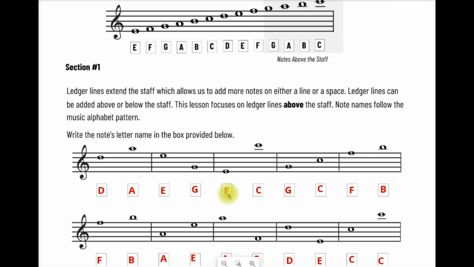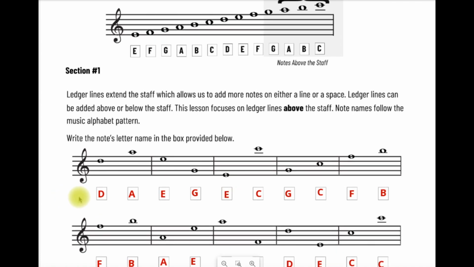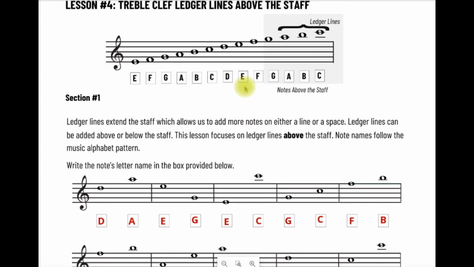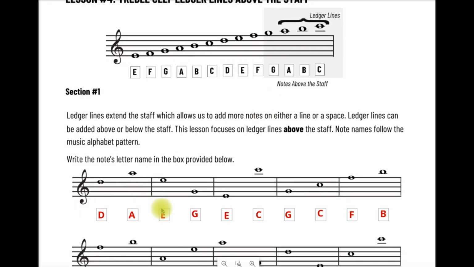So here's my answer. The first box we have note D. The second box we have note A. And if you're confused, you obviously can look up here to see that this is note A. This is a ledger line that is above the treble clef staff.